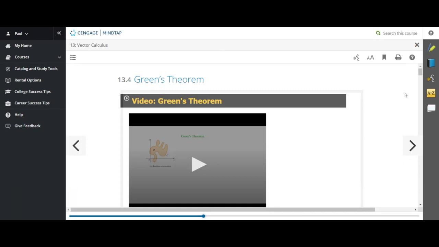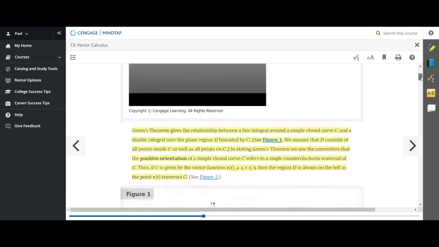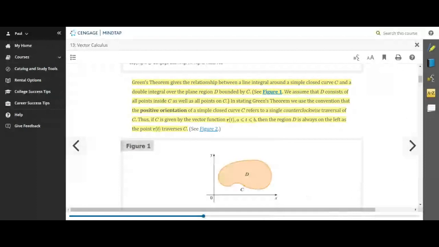All right. Well, let's go ahead here and look at the little highlighted thing. Green's theorem gives the relationship between a line integral around a simple closed curve C and a double integral over the plane region D bounded by C. So in stating Green's theorem, we use, all right, so let's get to a picture. Let's get to a picture right here.